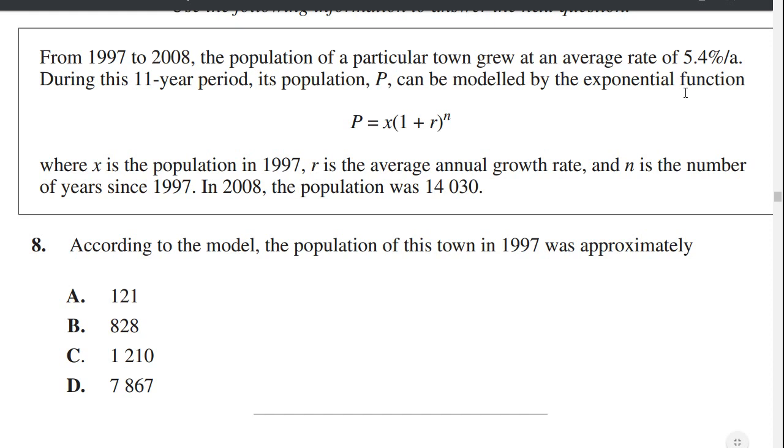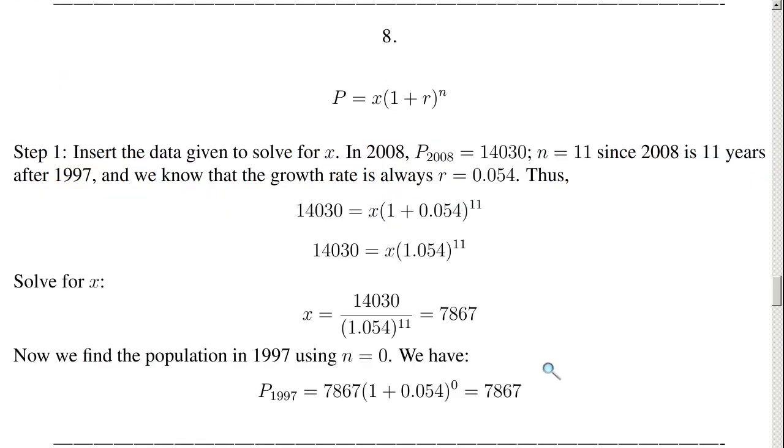So 0.054. And it's an 11-year period. 1997 to 2008, 11 years, obviously. Okay, so let's use that information in a way that will help us. In 2008, I'm just going to put P underscore 2008 equals 14,030, the population in 2008. N equals 11 since 2008 is 11 years after 1997. And we know that the growth rate is always R equals 0.054.